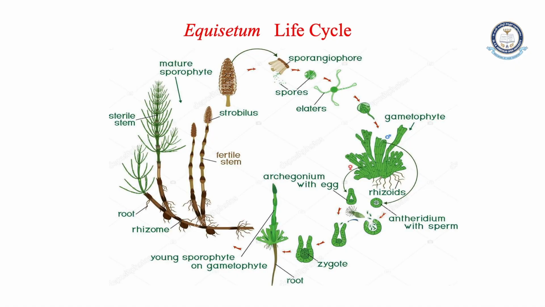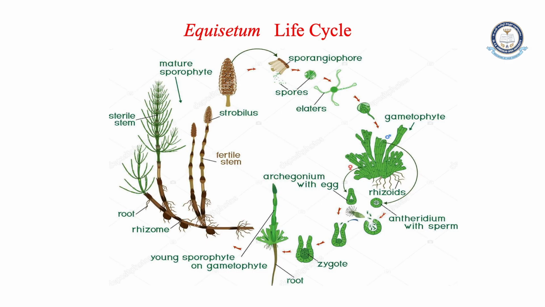This is the picture of the Equisetum life cycle. This is the sporophyte, a normal plant, the external plant, with root, stem, and rhizome. These are the sterile and fertile branches. Here the strobilus bears sporangia and spores having elaters, and they give rise to the gametophyte.